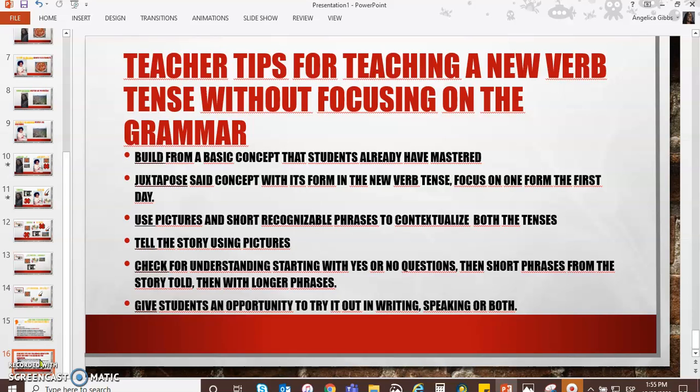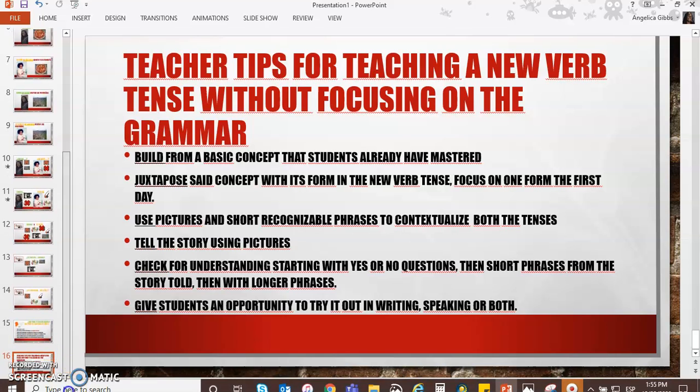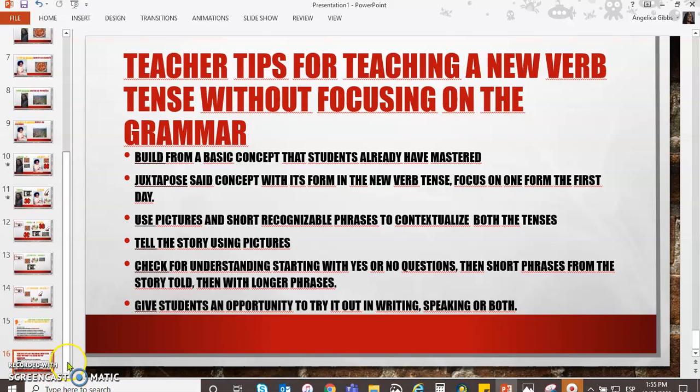So I hope you liked this PD. I hope you liked it. I was just sitting here thinking about, how do we support teachers in broaching a new topic, a new grammar tense with students. And I thought this was a fun way of doing so.